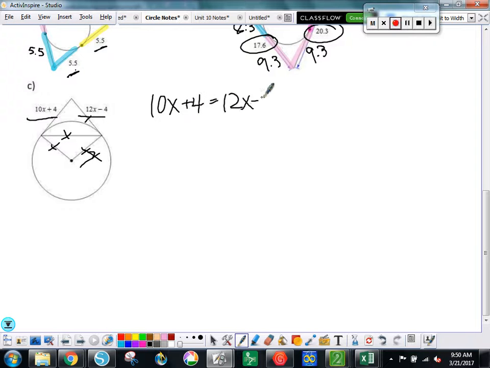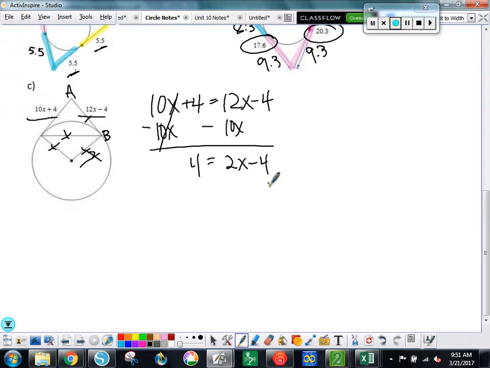On your homework, it tells you what you're looking for, so it's possible it asks for the measure of AB or whatever, and then in that case you would plug it in. But for us, let's just find x. 4 equals 2x minus 4, so 8 equals 2x, so x equals 4. Good. Let's pause this. Don't forget to remind me to turn it back on.